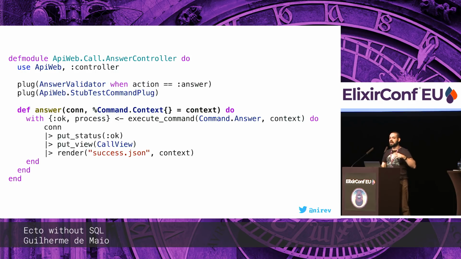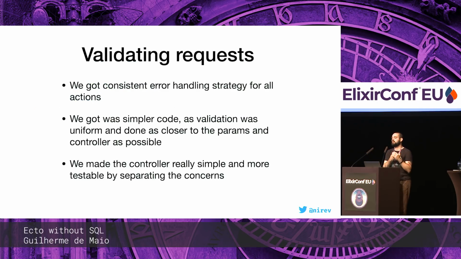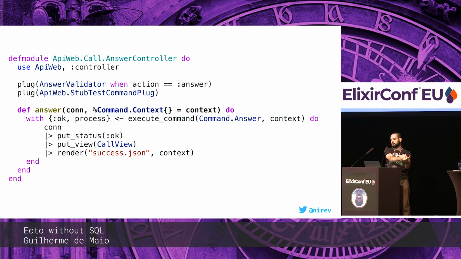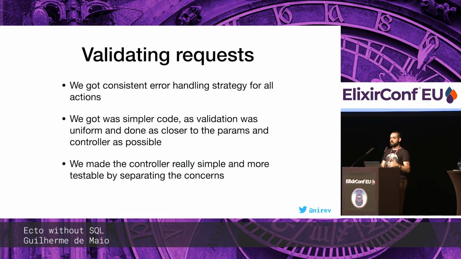So for us, that was a big win. Once we did that, what we got was consistent error handling for all of those actions. And we also got simpler code, like the validation was uniform and it was done as close to the parameters and to the controller as possible. And also it made the controller really simple and more testable because of the separation of concerns. When we test the controller, all we need to do is generate a context and pass that to the function. And when testing the validator, I can just test passing user parameters and then testing the change set. So all those tests were really short and more concise.